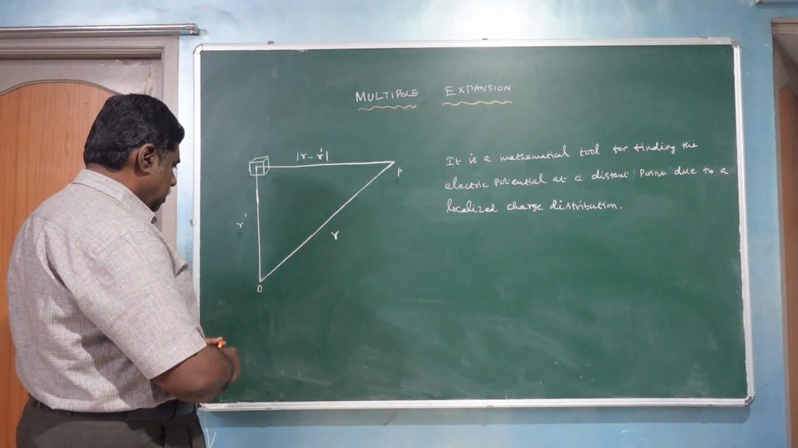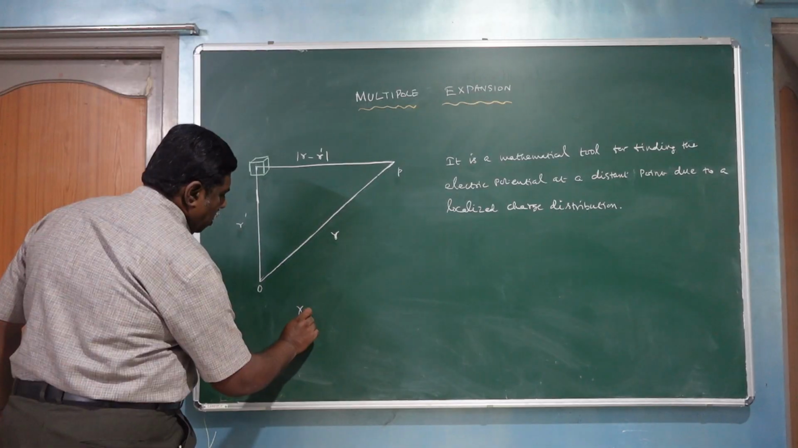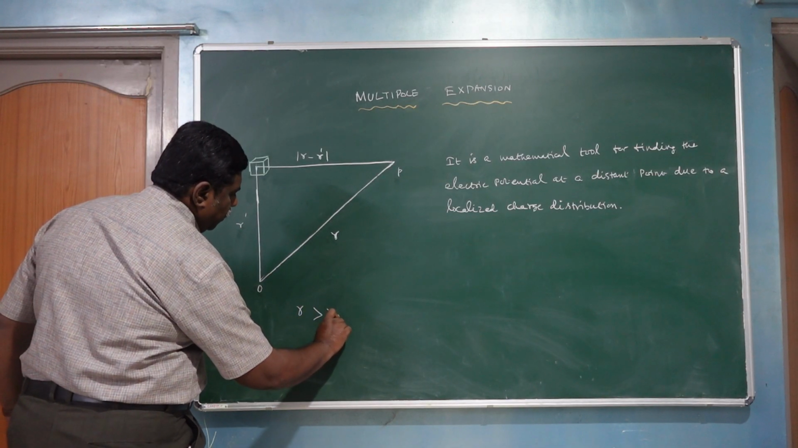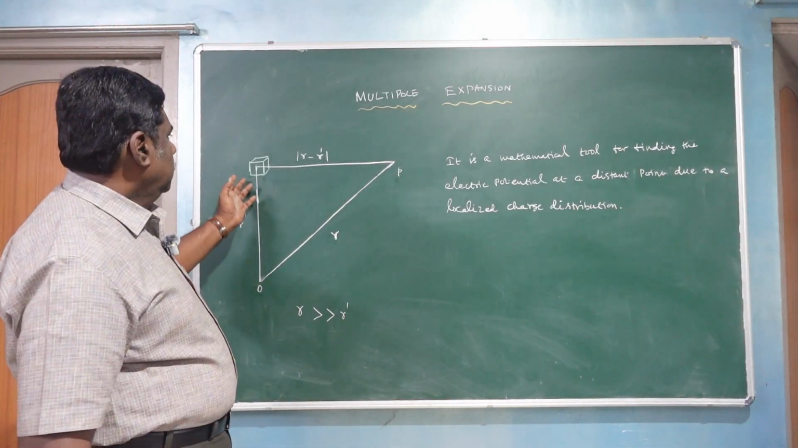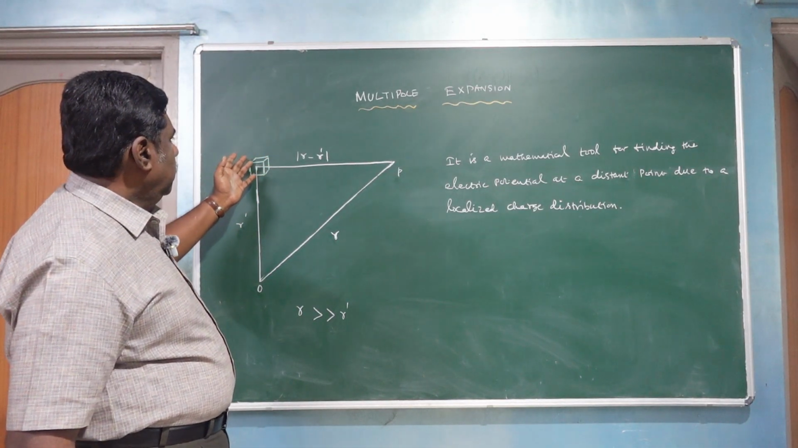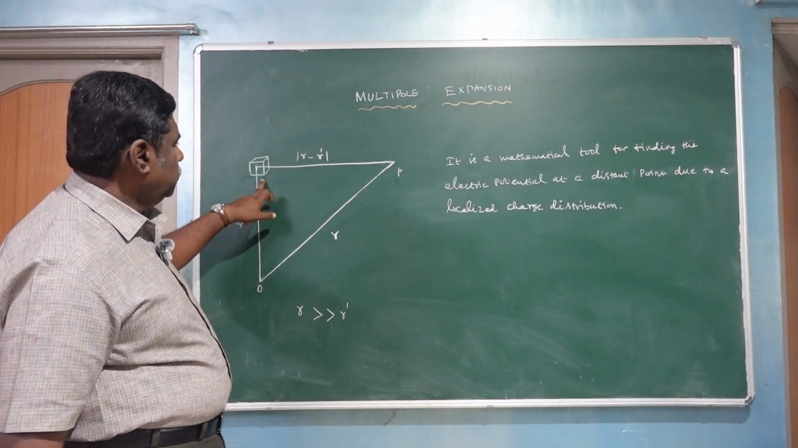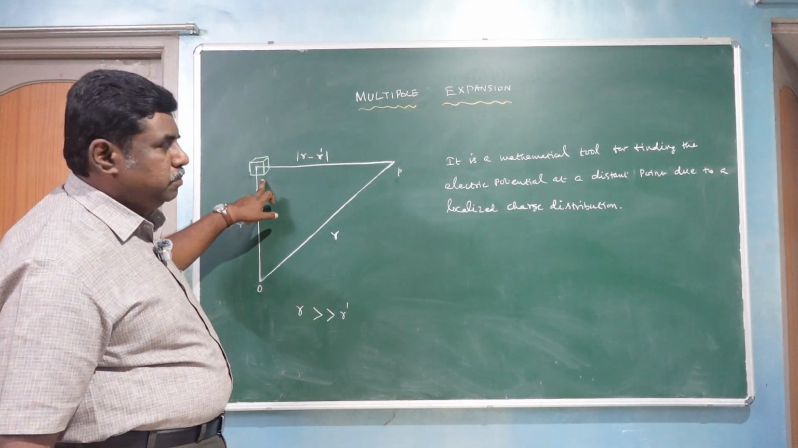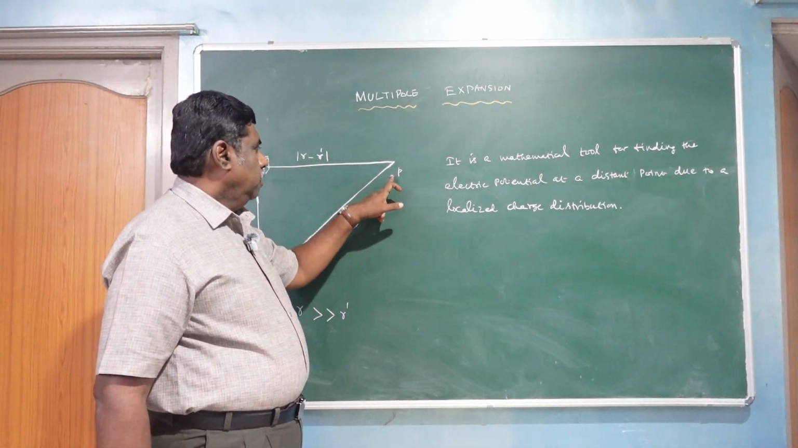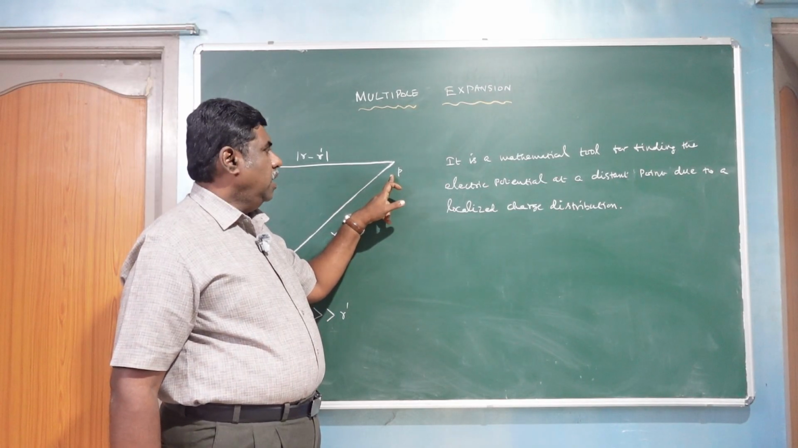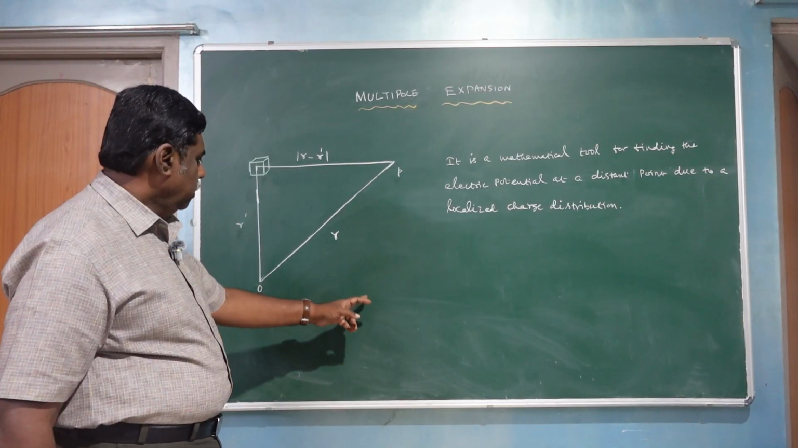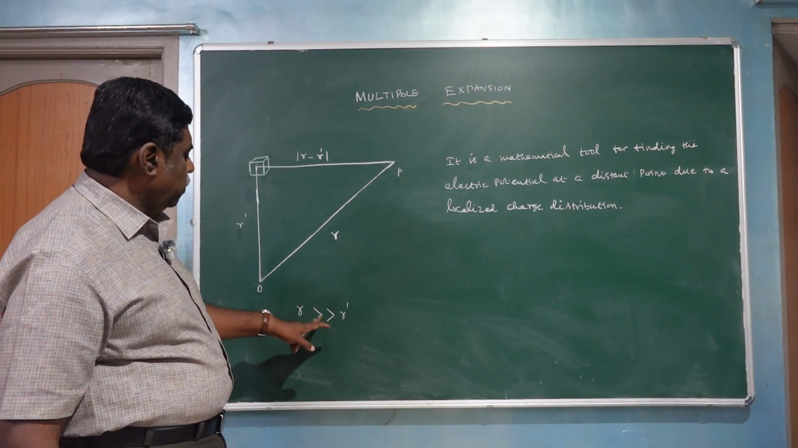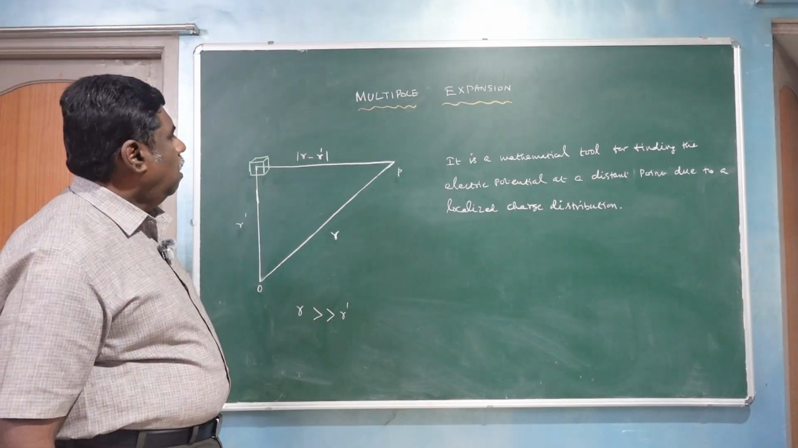Here, the value of r is far greater than r dash. If you assume the size of this charge element as 5 centimeter, we are recording the potential at a distance of 50 meter from the charge element. In this way, we should realize this fact: r is far greater than r dash.